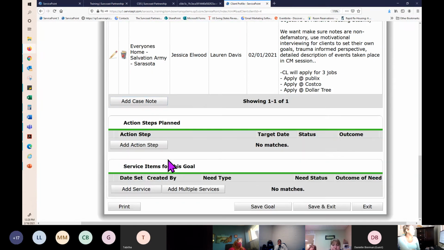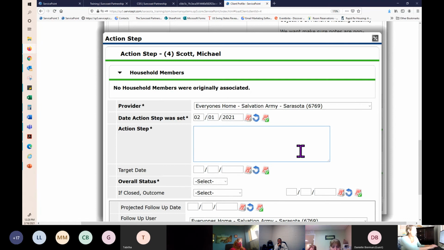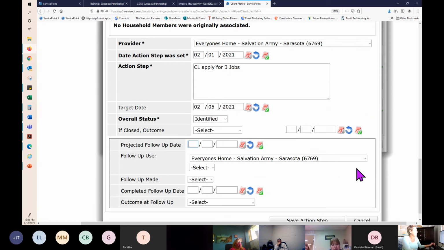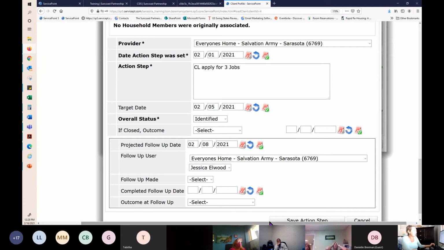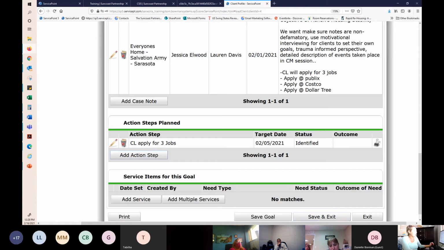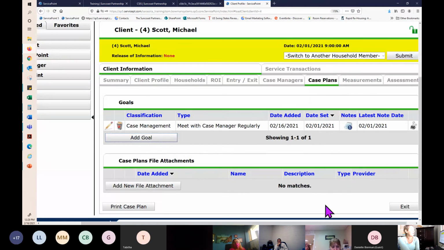From here, I'm going to add an action step. Client apply for 3 jobs. I'm going to give them a target date for the end of the week, saying we identified it, and I want to apply a follow-up date. So I'm going to call Brandon on Monday just to see if he completed this action step.